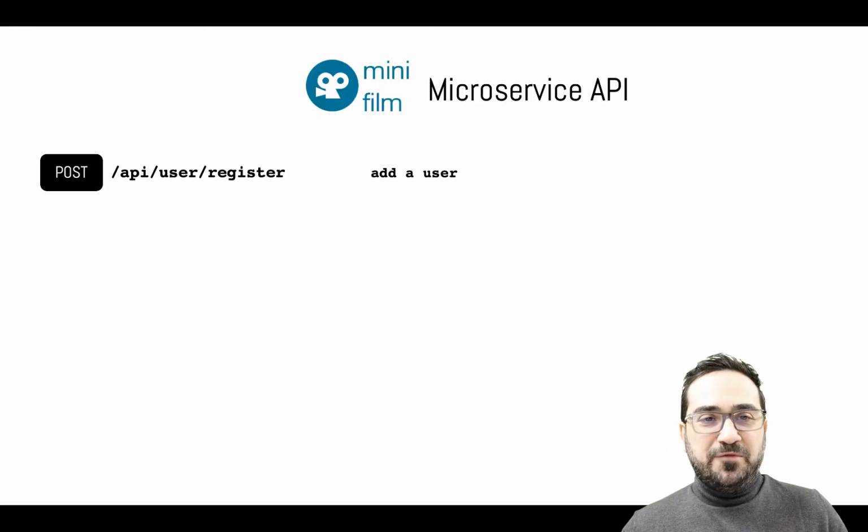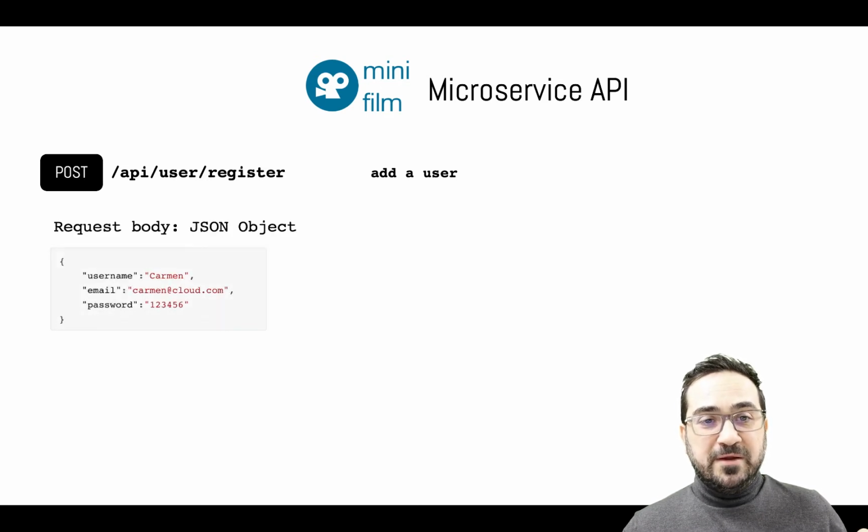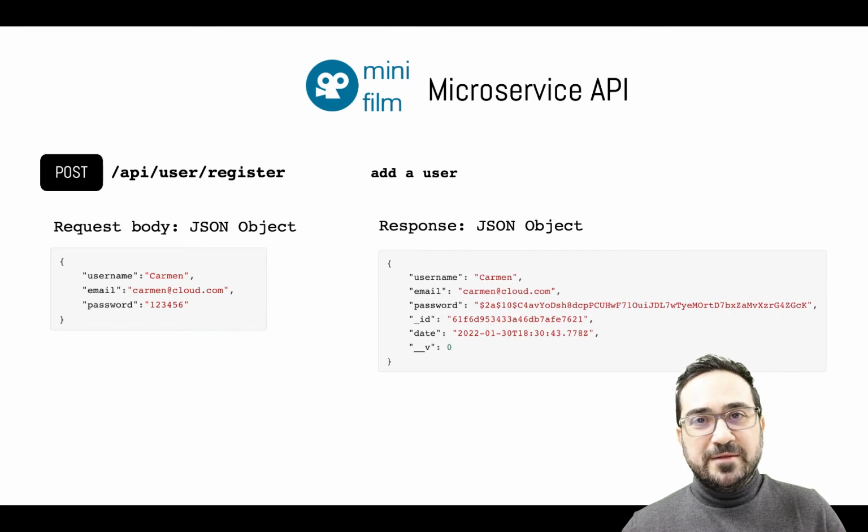Now let's think about our first endpoint. I will call it API user register. When I post some data here, for example username, email, and password, in JSON format, I will add my user to my database. So the response will probably be another JSON object that has all the information that I gave in my body when I did my post.